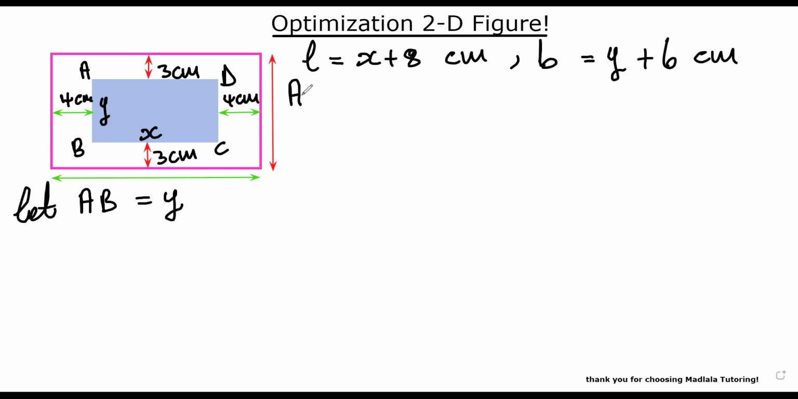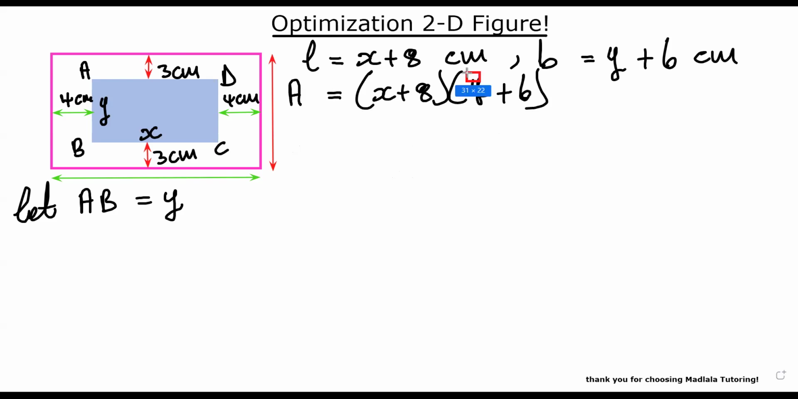So then what is the area of the big rectangle? Well, it's going to be length multiplied by breadth. So the length is X plus 8, and the breadth is Y plus 6. But then you can see that this is not the answer that they asked you to show. Why? It's because the area function is actually a function of X. It's A of X, right?